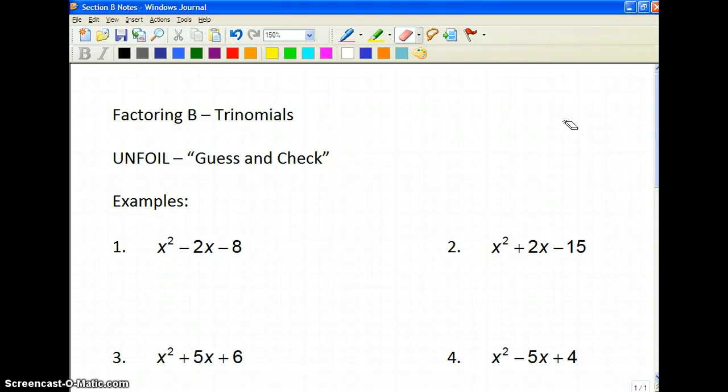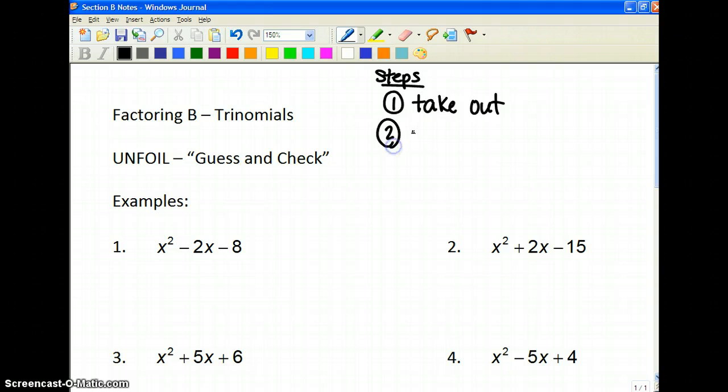Okay, continuing our factoring. Let's review first what our first steps of factoring are. So up here I'm going to write the steps. First thing you always want to do is take out. Okay, second step is if we have two-term problems, they're going to be one of two kinds.